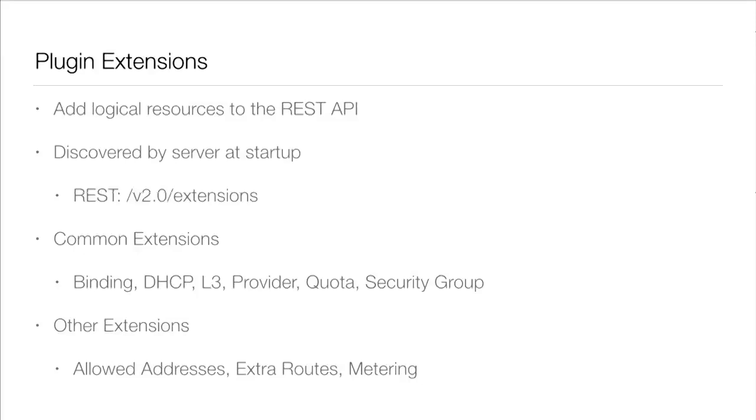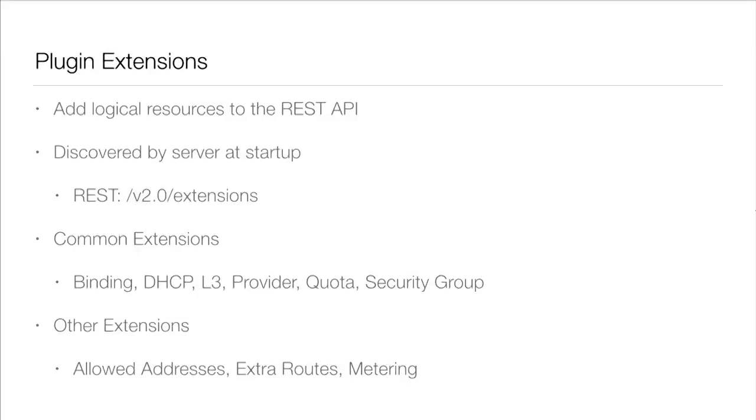We support plugin extensions. The way to think about a plugin extension is it adds a logical resource to the API. So that API could be like a router, or you could add security groups, which is a common feature you would find in Nova. Interesting enough, not all vendors support security groups, because in some cases you have deployments where you want them and some deployments where you don't.